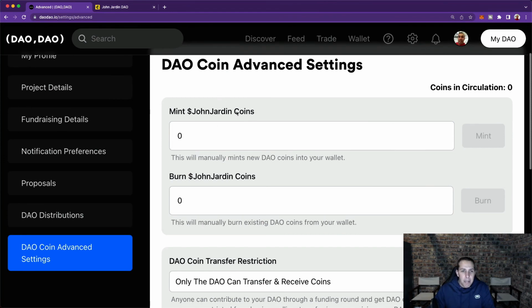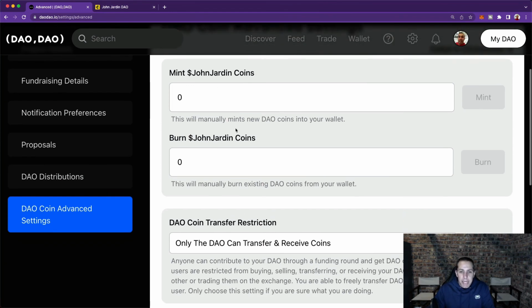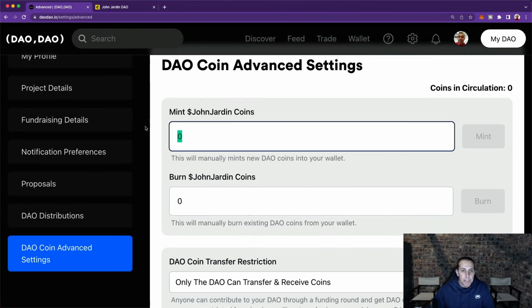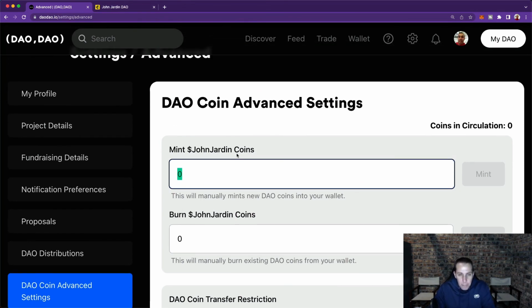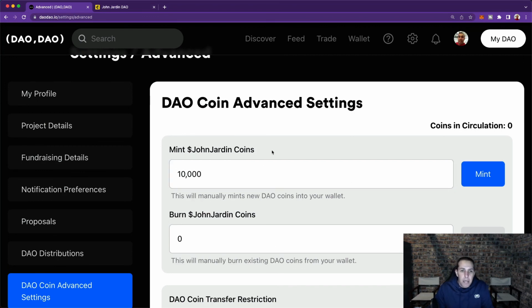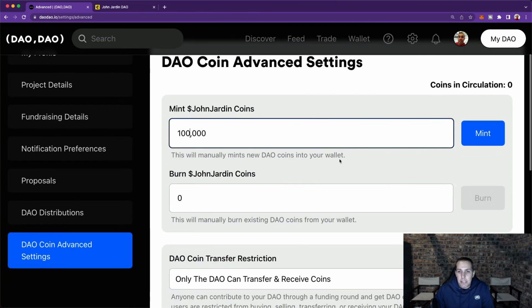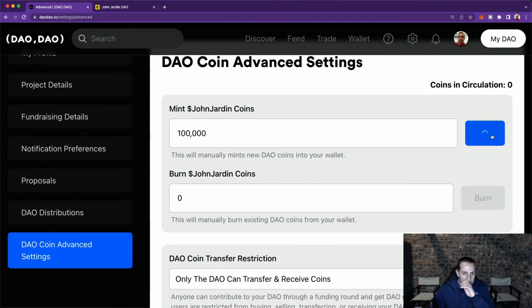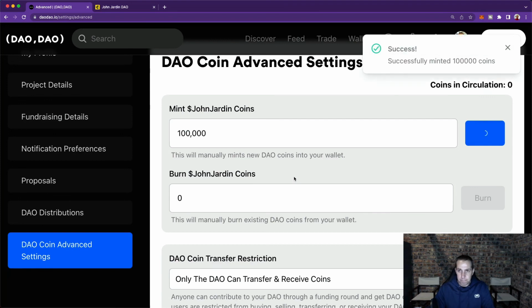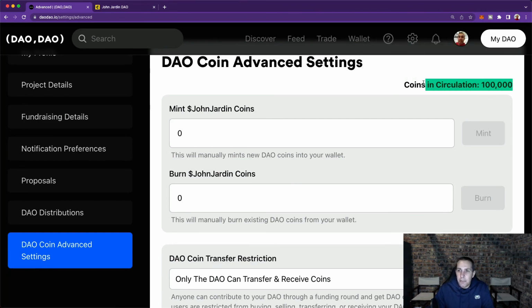And then finally at the end over here, here's where I can go and mint my DAO coins. And this is like creating money. So remember, I don't want anyone to purchase my coins. I'm going to mint 10,000 Jardin coins for now, because I want to be in a position where I can, in fact, I'm going to change it to 100. I want to be in a position where I can send that out to those who are supporting me. So I can click on mint. There I have 100,000 coins in circulation, ready to go.